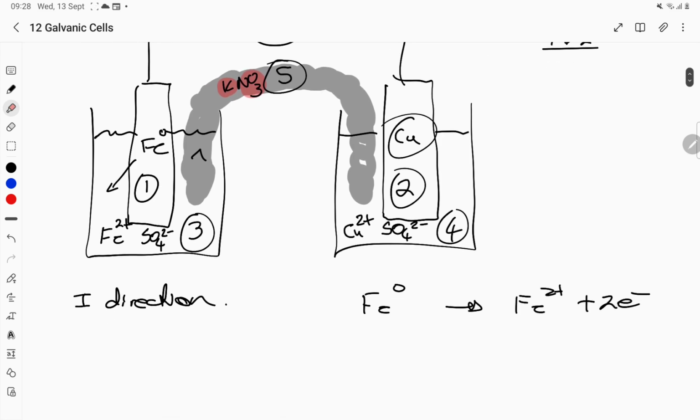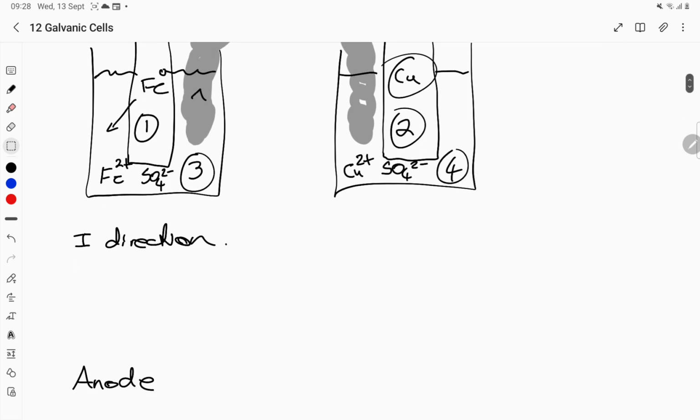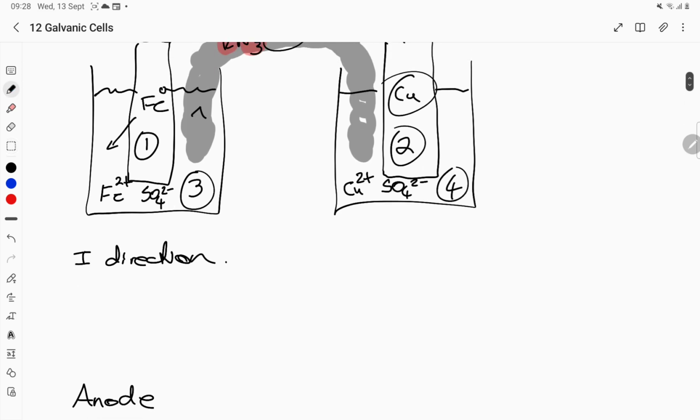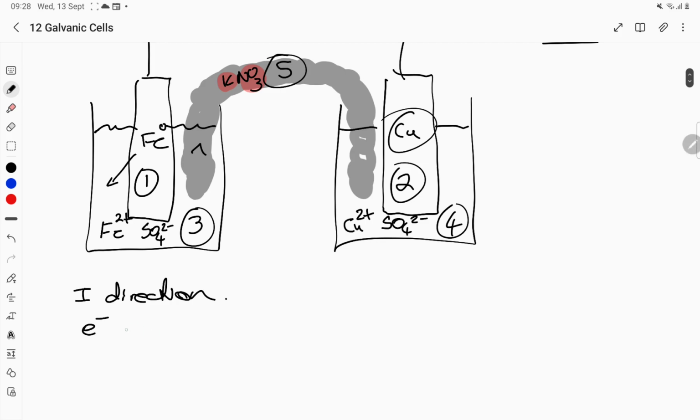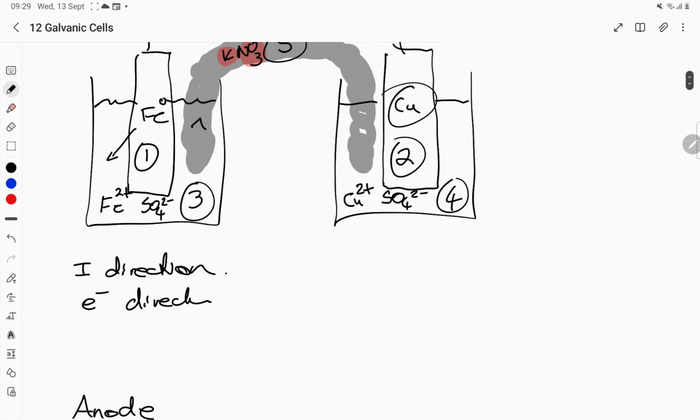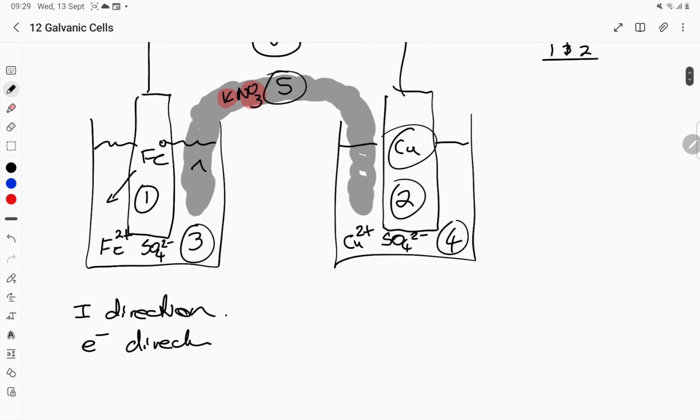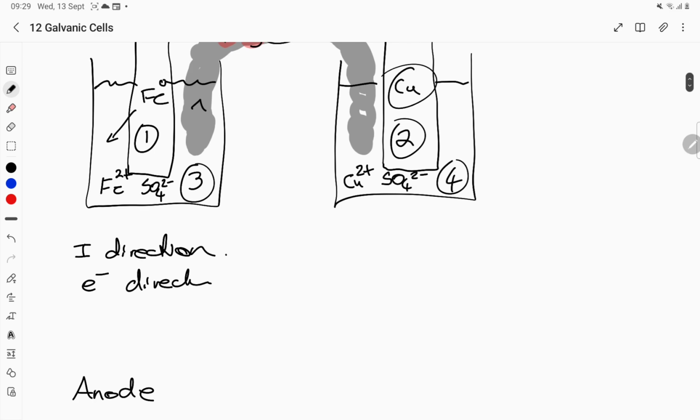So one of the things I want to talk about is the current direction. Remember, in grades 8, 9, 10, 11, 12, we learned about the conventional current direction. We're not going to talk like that. We're going to talk about the electron current direction. Now, for galvanic cells, it will be from the electrode, that's the bar of iron or a bar of metal.